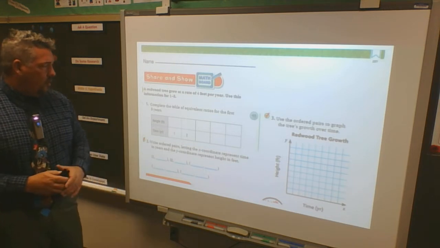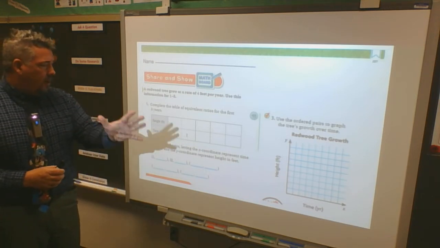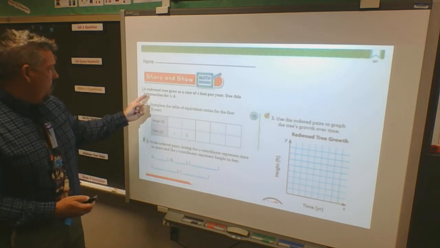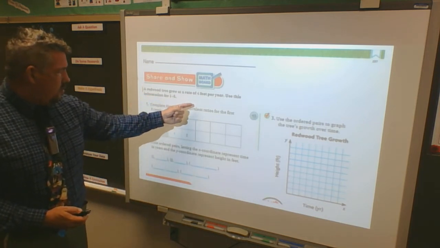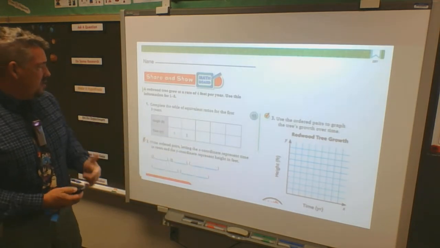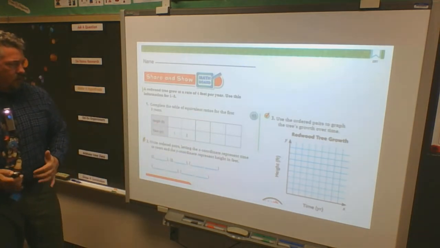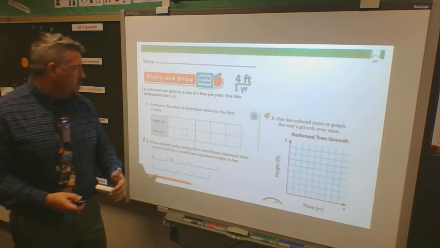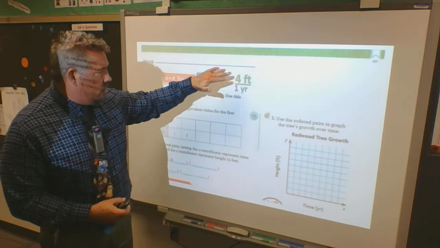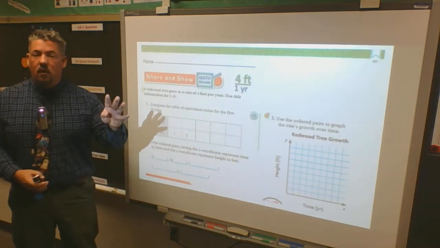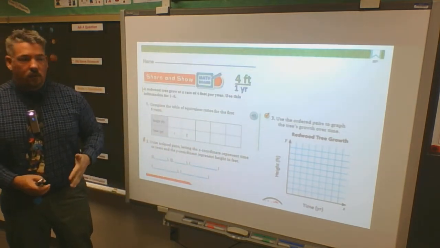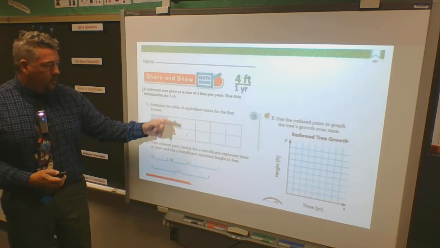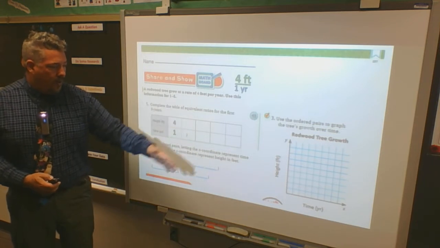All right, so question 1. Complete the table of equivalent ratios for the first 5 years. All right, so when I look at it, it says, a redwood tree grew at a rate of 4 feet per year. Use this information for 1 through 3. So if I have an increase of 4 feet per year, I know that my unit rate is going to be 4 feet on my top over 1 year. And then I would just consistently increase from 1 to 2 to 3 to 4 to 5.